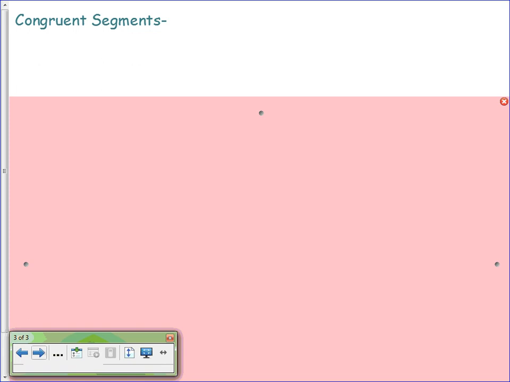Congruent segments. First we start with the symbol for congruent is an equal sign with one squiggly line above the equals. That is a symbol for congruent. If segments are congruent, they have the same length. So they're both 3 inches, or they're both 5 inches, or 14 millimeters, or whatever unit they're measured in, they're the same length. If they're different, they're not what we call congruent.